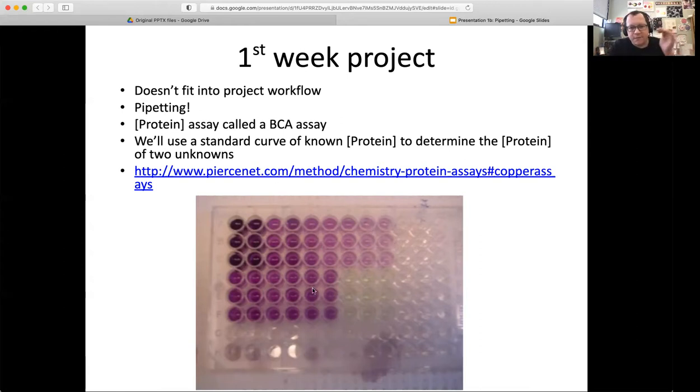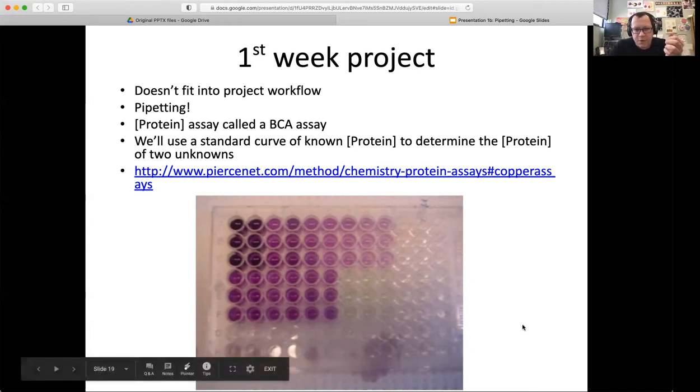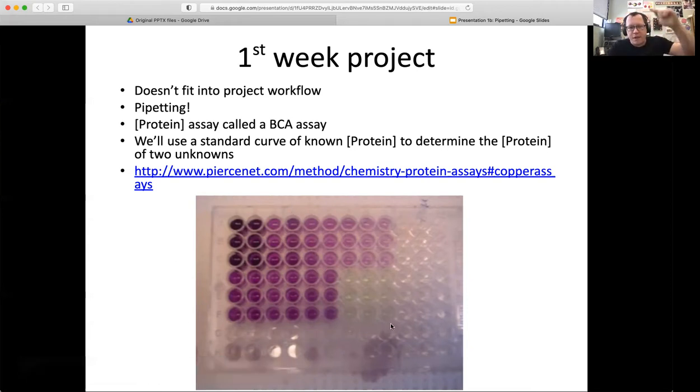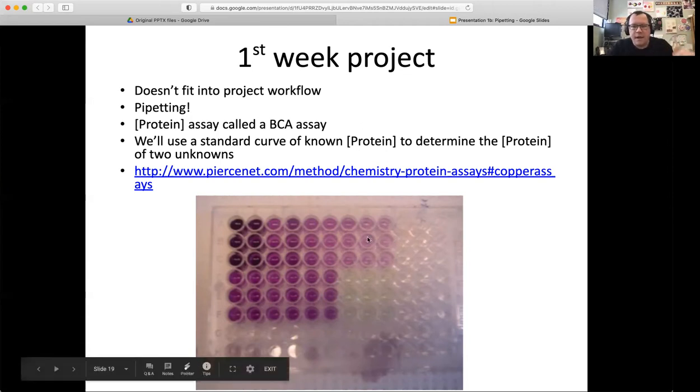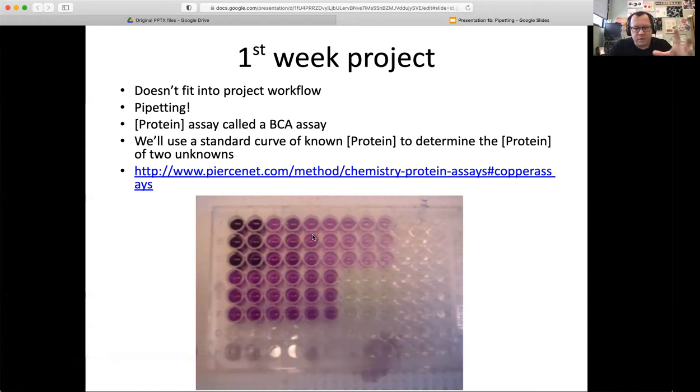And then we can quantify the amount of color change that we have using something called a microplate reader. So this thing's a microplate. We have a reader that can measure how much light gets absorbed by each one of these wells. And indirectly, it quantifies the protein concentration. Directly, it quantifies how much light moves through each one of the wells. We have to do a little bit of math to go back.